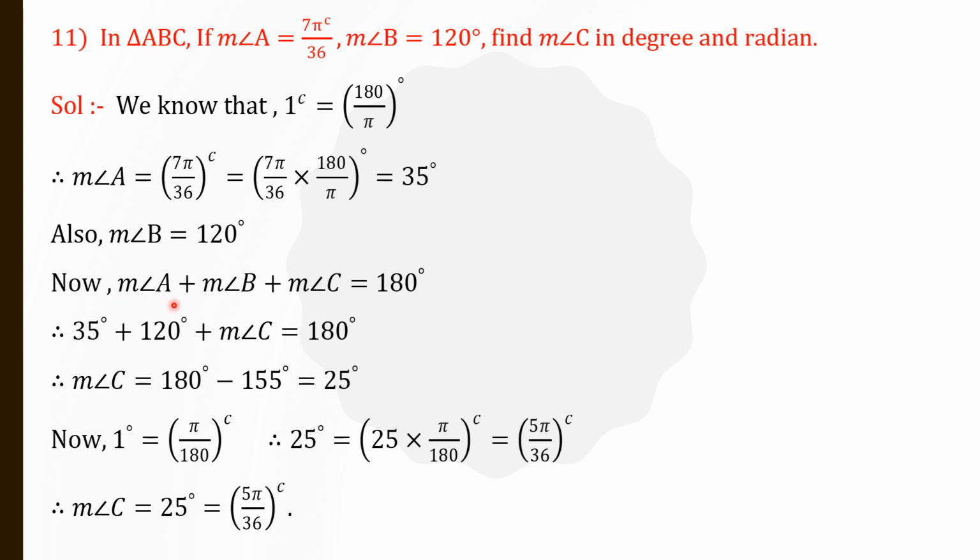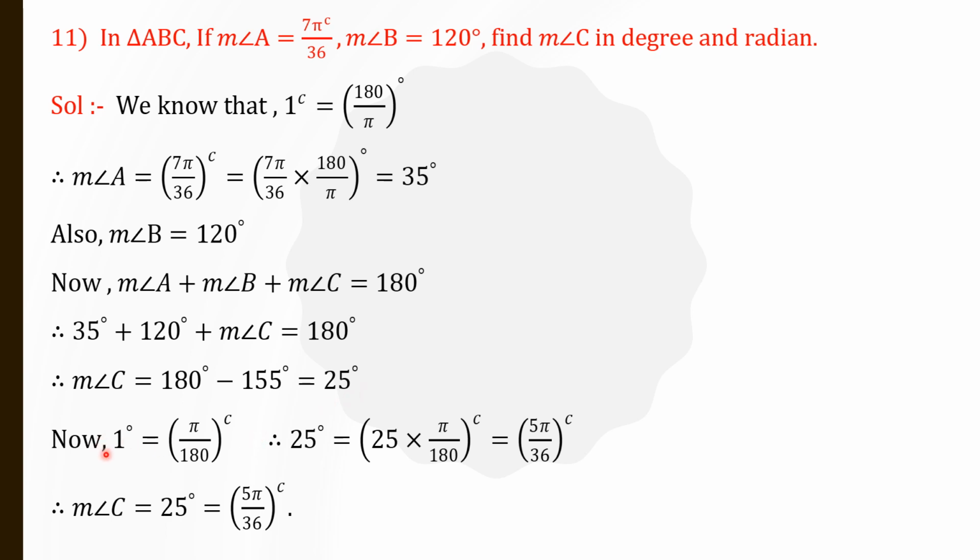We know that measure of angle A plus measure of angle B plus measure of angle C equal to 180 degree. Put the values of A and B. Angle A is 35 degree plus angle B is 120 degree plus measure of angle C equal to 180 degree. Here 35 degree plus 120 degree equal to 155 degree. Take this term on RHS. Then we get measure of angle C equal to 180 degree minus 155 degree equal to 25 degree. Therefore, measure of angle C equal to 25 degree.